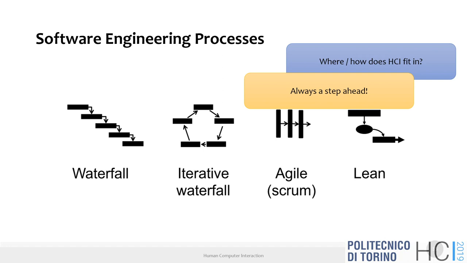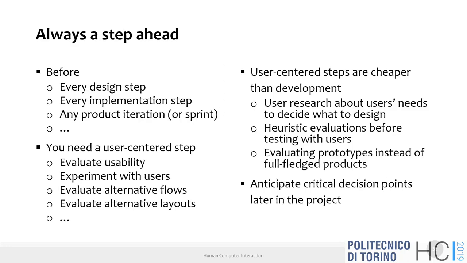So before every step where you commit significant resources, you must check usability. At that point, you have inserted that into the process. Okay, before every design step, every implementation step, you need a user-centered step. Which user-centered step depends on the advancement of the project. In some cases, it's just a need finding. In some cases you can already evaluate usability or run some experiment with users and so on. So all the techniques that we study will apply to different steps of the design process.